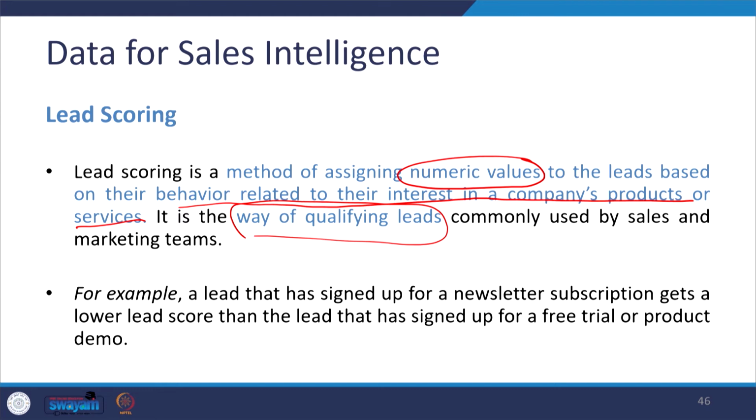So for example, a lead that has signed up for a newsletter subscription gets a lower lead score than a lead that has signed up for a free trial or a product demo. What does it mean? That a particular customer who has just recently scheduled a product demo is much more likely to be converted into a customer as compared to someone who has just downloaded your newsletter. So we'll assign some numeric values, let's say +5 if someone downloads your newsletter, but if someone schedules a product demo or free trial, you assign like +20 to that particular lead.